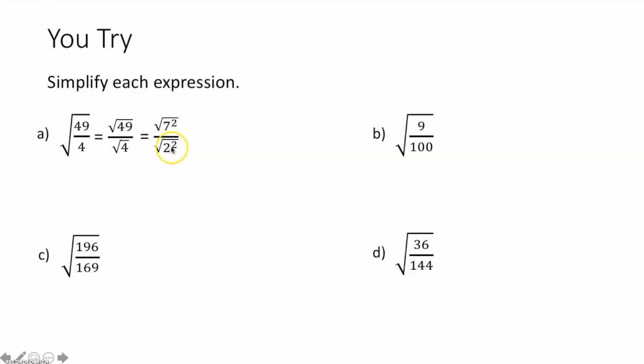That's 2, so we rewrite that as 2 squared. Now we can cancel out the radical and the square in the numerator and denominator. We're left with 7 over 2 as our final answer. Again, nothing can divide into each of these, so we're done.